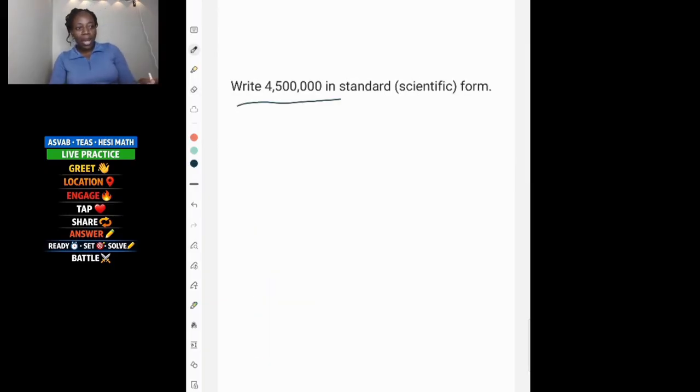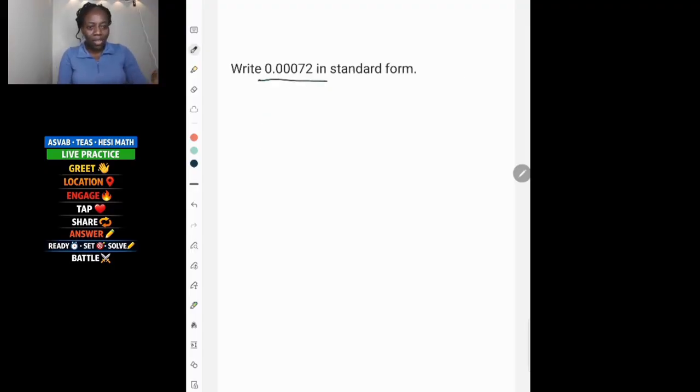This whole number, we start counting from the last 0 that we have. I will show the counting by putting something over it. I will say 1, 2, 3, 4, 5, 6. So I will now put 4.5 times 10 raised to power 6, and that's the answer. And we are converting this to standard form.